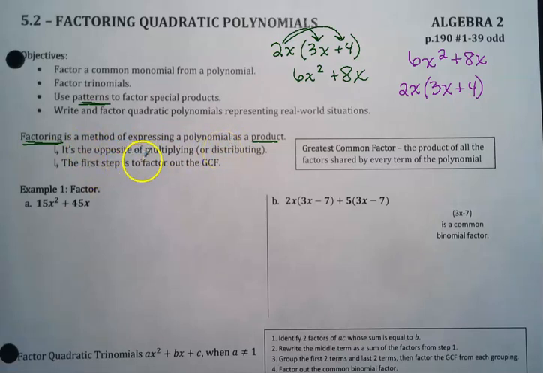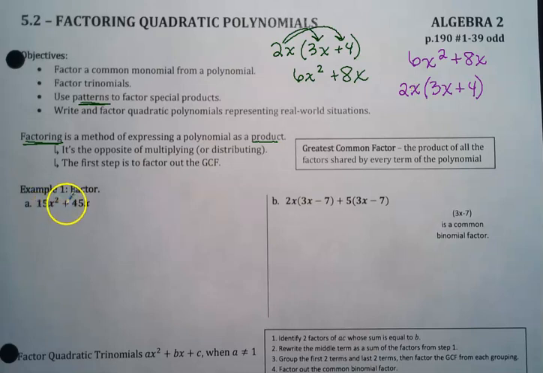And the first step is to factor out the GCF. Remember, the GCF is that greatest common factor. That's what we just did here. In the past, it's been a number. Now it can be a number and a variable, okay, for those. All right, so let's delve in to example 1.